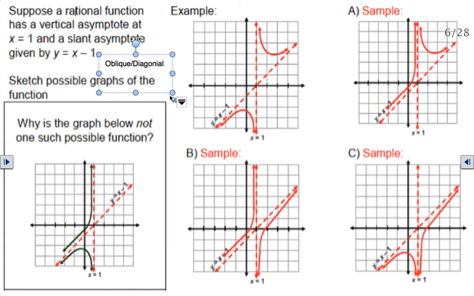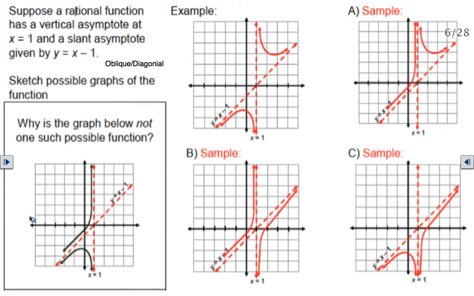Anyway, if you had a graph where you have a rational function that has a vertical asymptote at x equals 1 and a slant asymptote given by the equation y equals x minus 1, sketch possible graphs of the function. Again, with just this little amount of information, we have 4 different possible options, and they are all just slightly different.